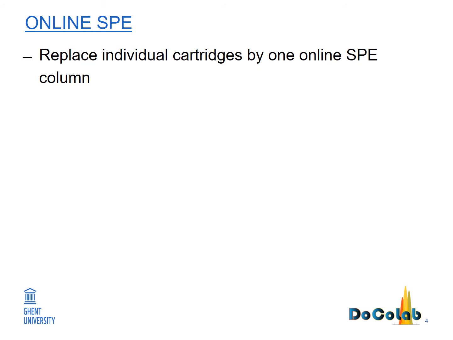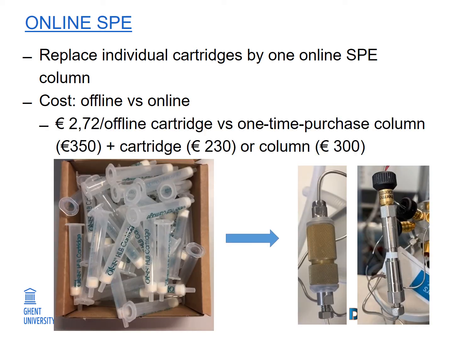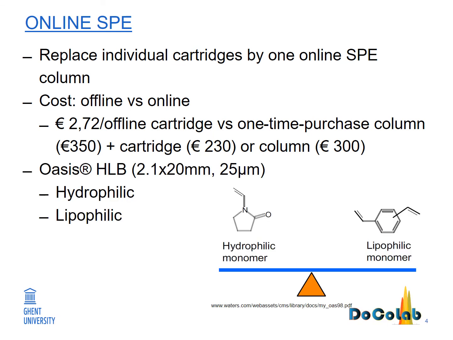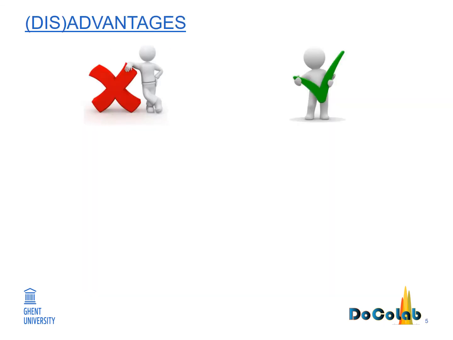By using online SPE, we can replace individual cartridges by one online SPE column, which saves of course a lot of money. With our column currently on the instrument, over 7,000 samples have been analyzed without loss of performance. Here you can see the price difference between the offline cartridges and the purchase of an online SPE column. We chose an Oasis HLB because it is able to trap compounds with different physicochemical properties because of its hydrophilic lipophilic character.